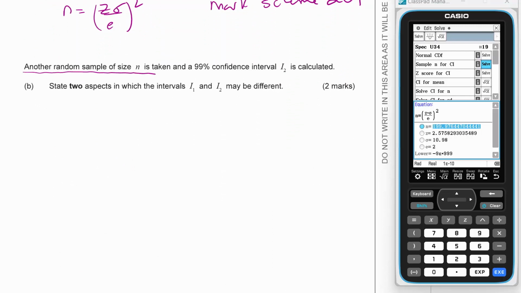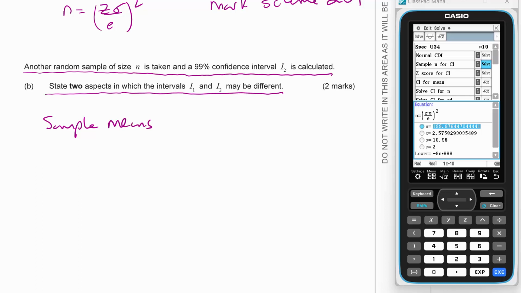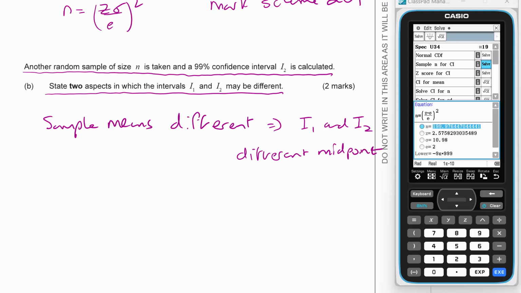Another random sample of size N is taken and a 99% confidence interval I2 is calculated. State two aspects in which the intervals I1 and I2 may be different. So the sample means could be different, and that would give I1 and I2 a different midpoint. And they could have different widths.